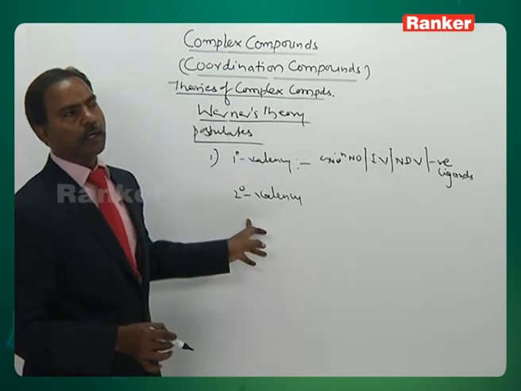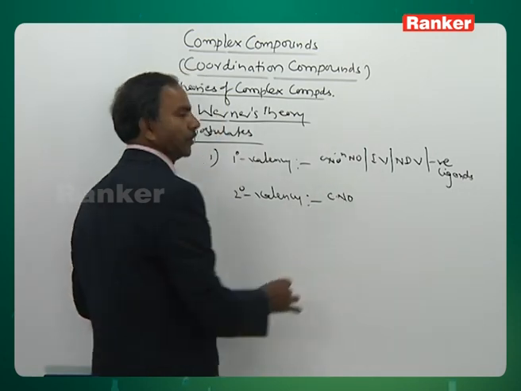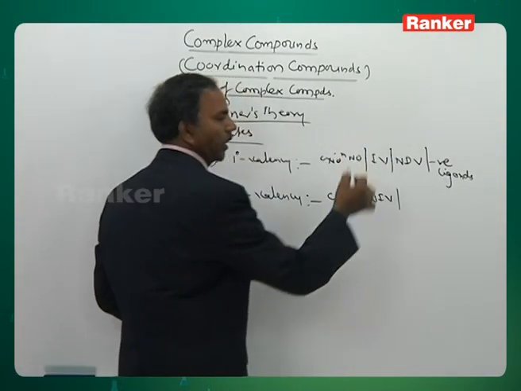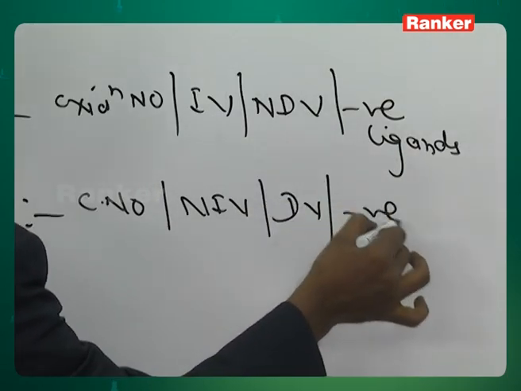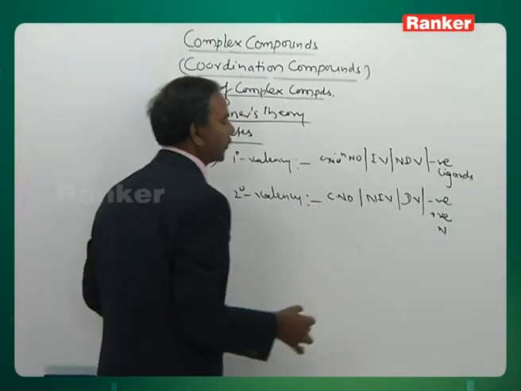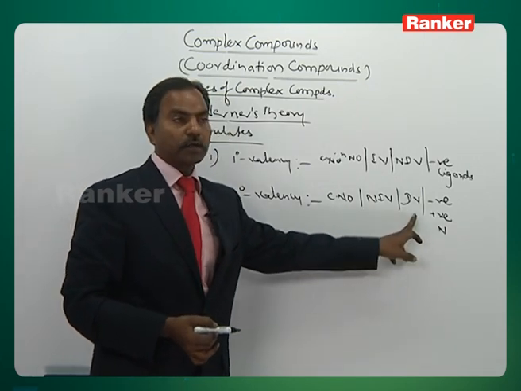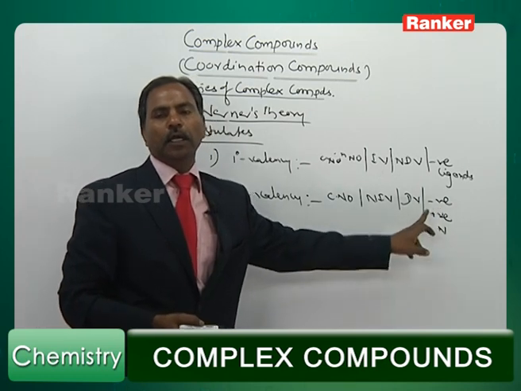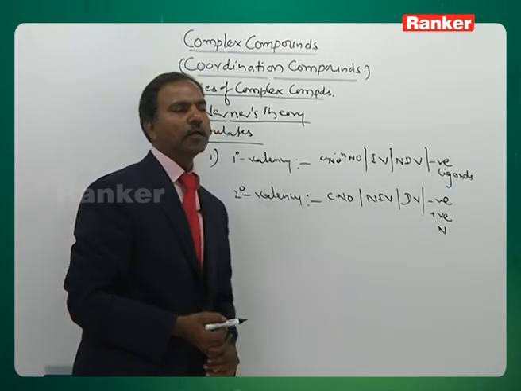Coming to the secondary valency. Secondary valency is equal to coordination number. It is non-ionizable valency and directional valency. It can be satisfied by negative ligands, positive ligands and also by neutral ligands. All the different types of ligands can satisfy the secondary valency.